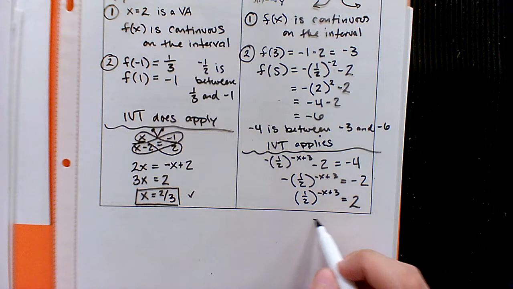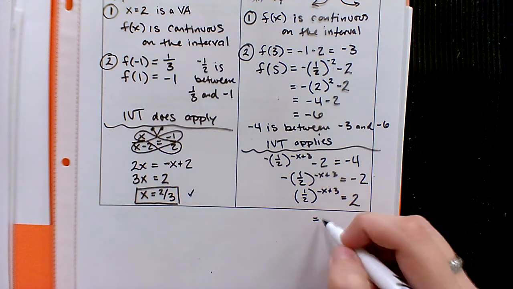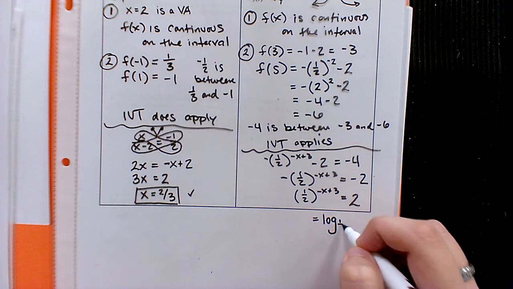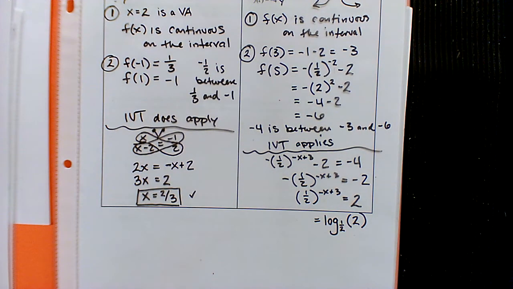If you move over a base, what does it become on the other side? Yeah, a log. Good. So this is a log with a base of a half. And inside that log is that number 2 that was on the other side already. So since we moved over the base of a half, we are now just left with that power stuff, negative x plus 3. If you move a base, it becomes a log. If you move a log, it becomes a base. Okay, those are the inverses.